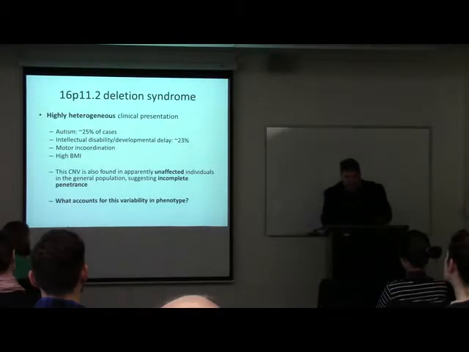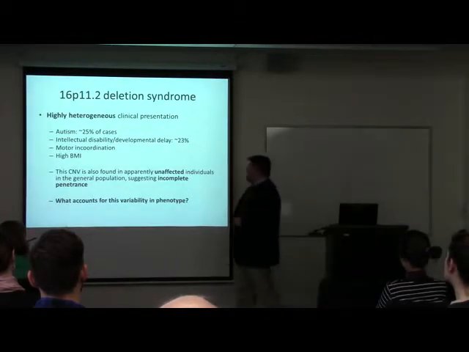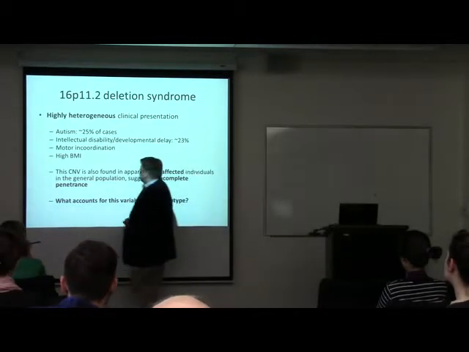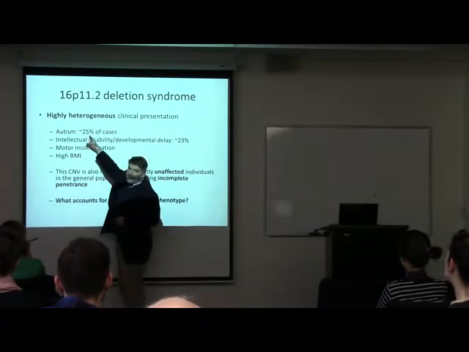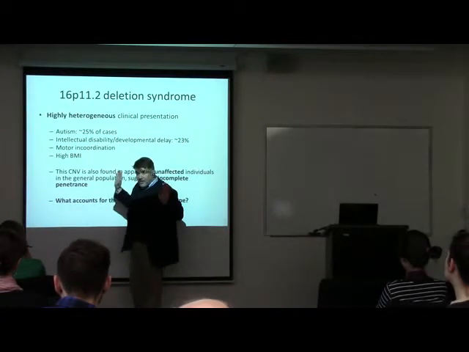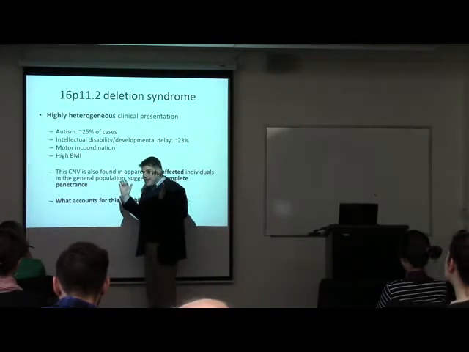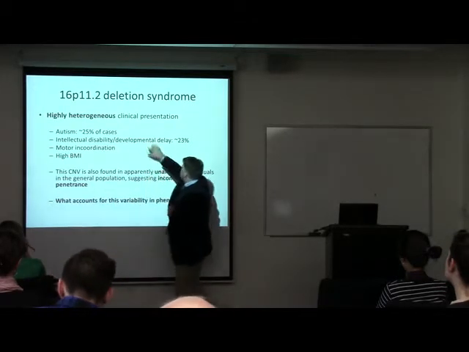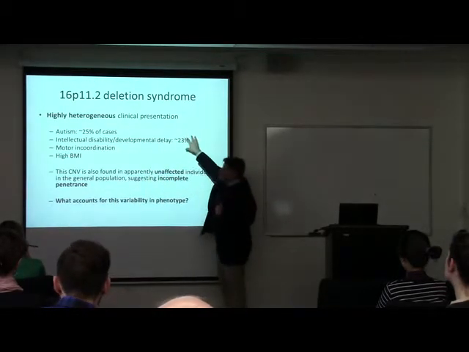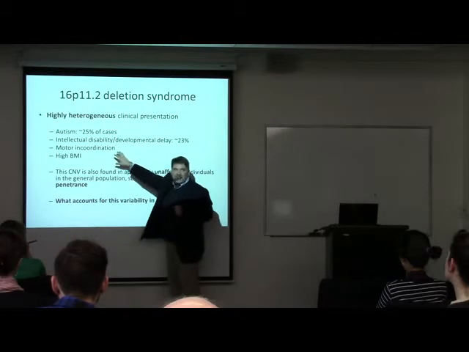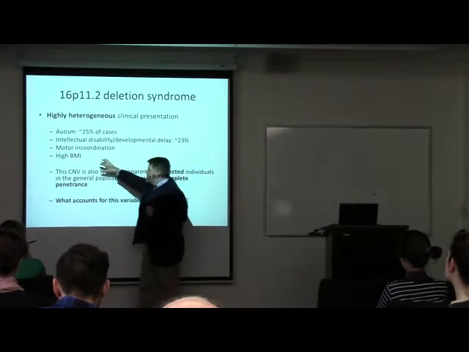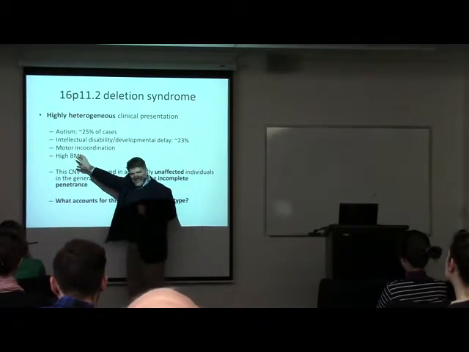That's 16p. It's a greatly heterogeneous clinical presentation, but it's a high risk for autism, 25-fold what you'd expect in the general population, 75% no autism, so think, incomplete penetrance maybe. Intellectual disability and developmental delay, about 23%, higher rates of developmental coordination disorder, and higher rates of obesity.